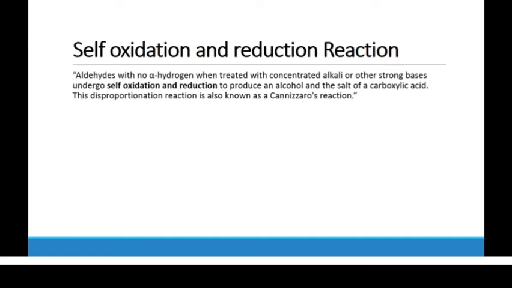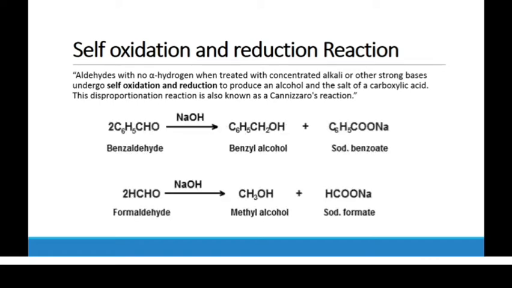Self-oxidation reduction reaction: an aldehyde with no alpha hydrogen, when treated with concentrated alkali or other strong bases, undergoes self-oxidation and reduction to produce an alcohol and a salt of a carboxylic acid. This disproportionation reaction is known as the Cannizzaro reaction. I already gave you the example that if we have two benzaldehyde, we have benzyl alcohol and sodium benzoate, and if we have two molecules of formaldehyde, we have methyl alcohol and sodium formate.